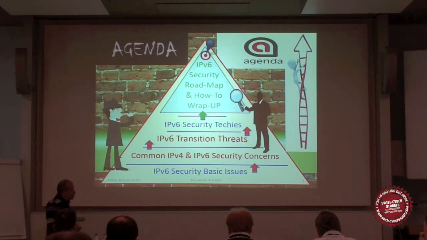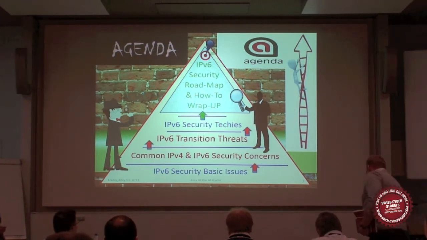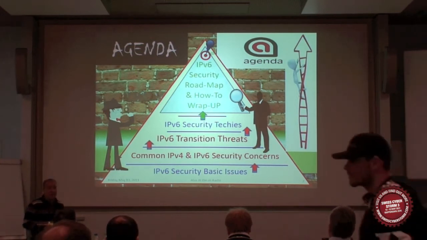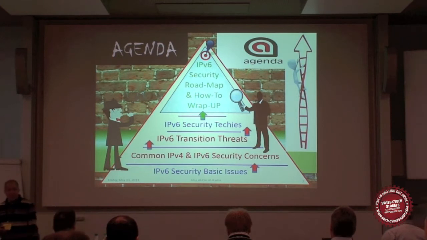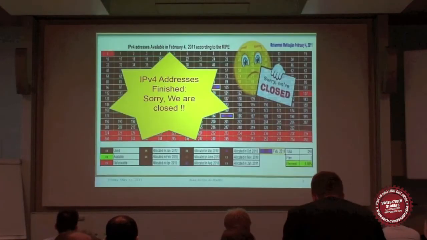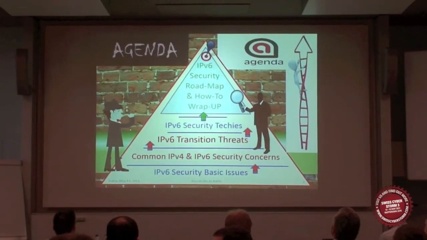I tried my best to make my speech with a good flow of information, because the IPv6 security is a big issue, especially the same tools. So I tried to make it interesting in the following diagrams. Here is a pyramid.